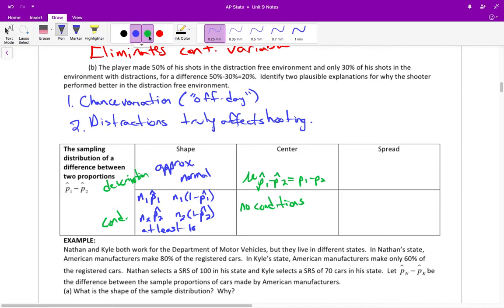Now, the very last one here is the spread. For the spread, that's where you look at your standard deviation. To get your standard deviation, what you have to do when you're taking the square root of this, you need to take p1.